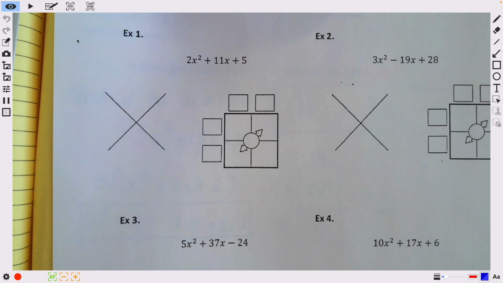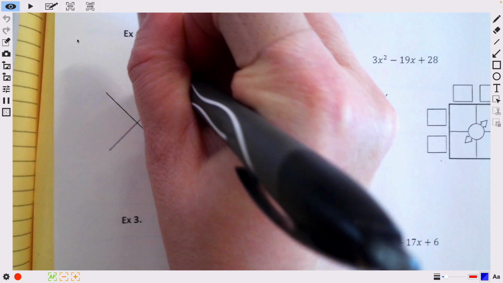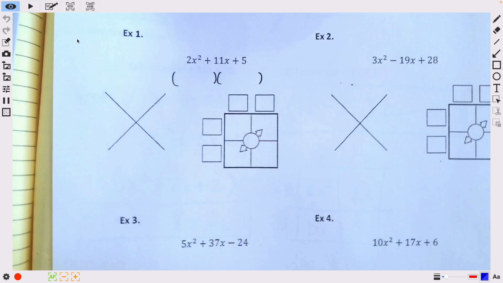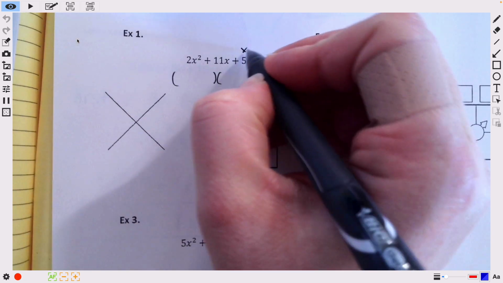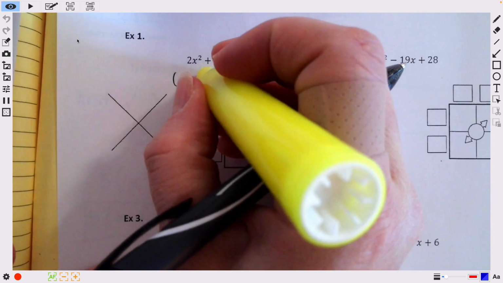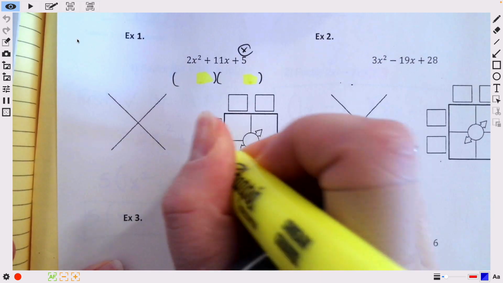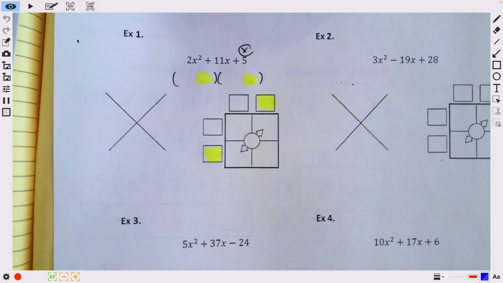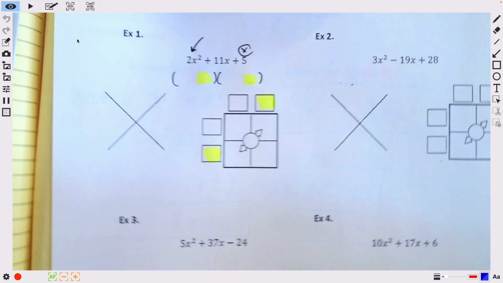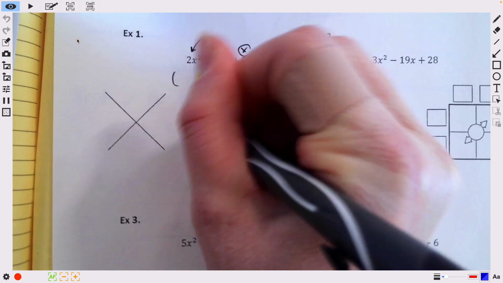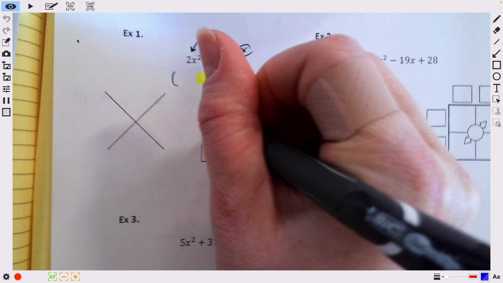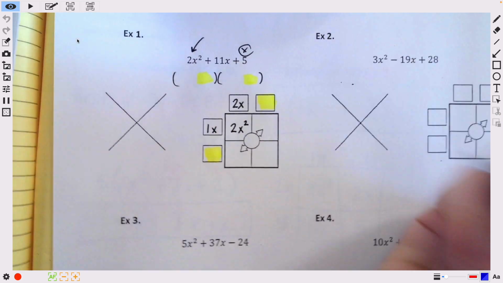You with me? Okay. So my goal is to figure out my answer. It's going to look like this. I know that these back numbers in yellow have to multiply to 5, so that's nice. I'll get there in a second. I usually start with the front term, though. We have another 2. What's the only way to multiply to 2? 2 and 1. 2x and 1x. Okay, so I know that they have to start with 2x and 1x because that's the only way to multiply to 2x squared.